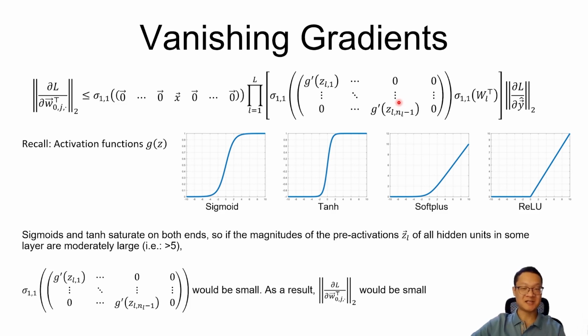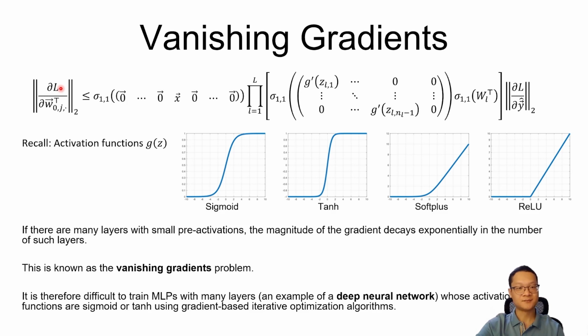Okay, this is especially the case when this happens across multiple layers. So now you have several very, very small numbers multiplied together, which upper bounds the two norm of the gradient. So you see that the two norm of the gradient will be very, very small. This is actually known as the vanishing gradient problem.